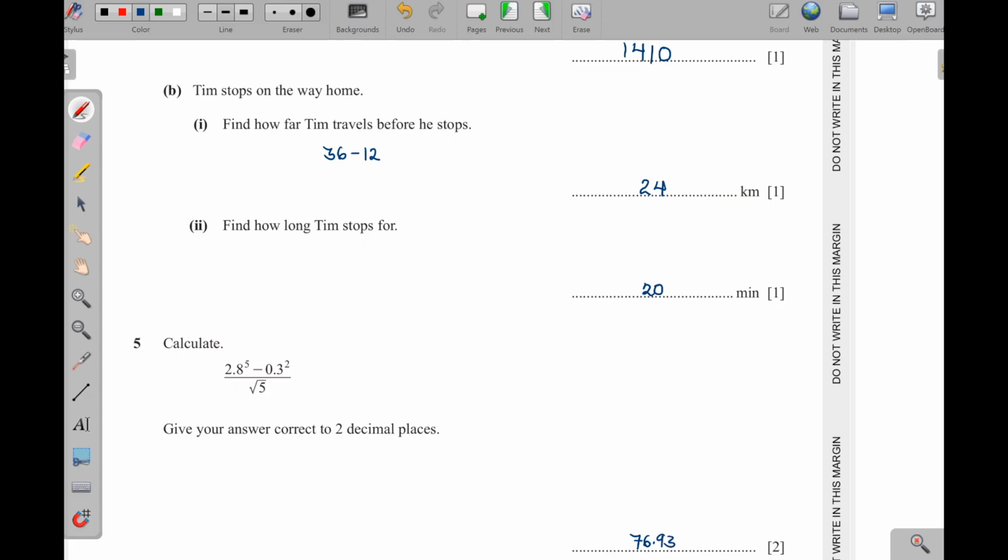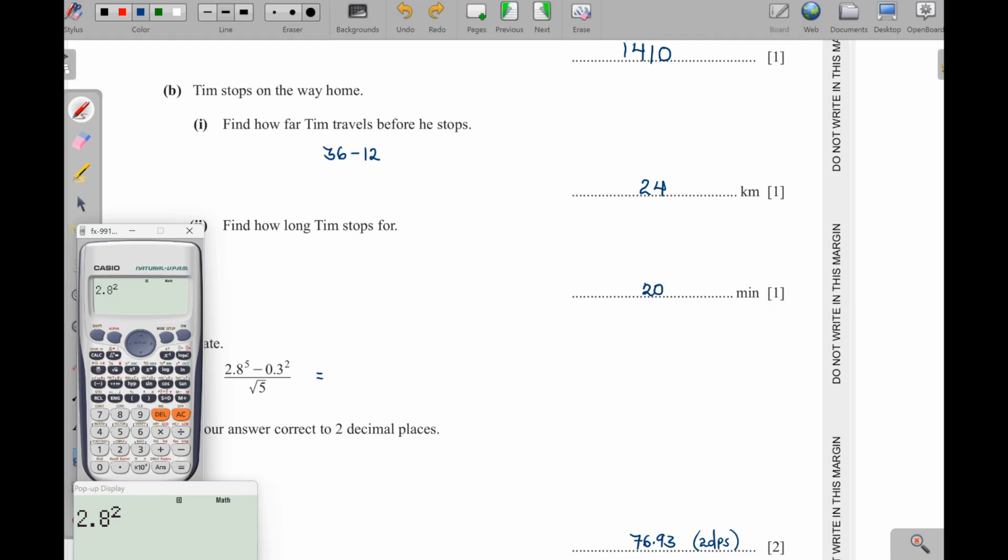76.93. That is 2 decimal places. Okay, and that is that. Maybe just to show the working, what do we get up here?